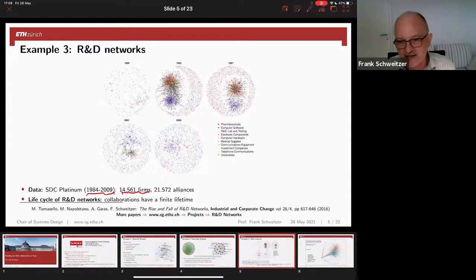Why do the clusters disappear? I said in the beginning that firms need to have a reason to collaborate with other firms. So the why question is important. And once firms have collaborated for a couple of years, they found out that they have exchanged all their knowledge. Why should they continue to collaborate? Collaboration is a costly endeavor for a firm. And that's why we see that this network disappears.